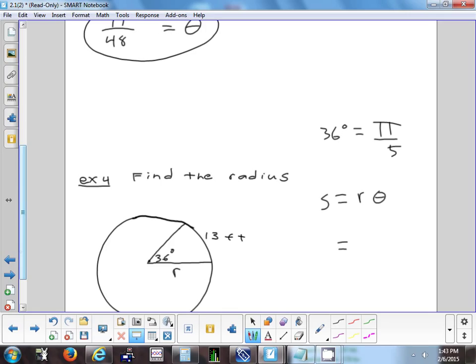What about the 13? What's that in this problem? That's S. Radius, I don't know. Angle, it's 36 degrees, but we're going to convert it. We already did: pi over 5. Now, anybody remember how you can get the pi and the 5 on the other side at the same time? Yeah, multiply by the reciprocal.